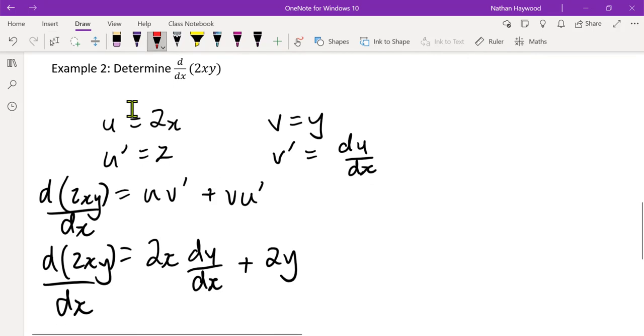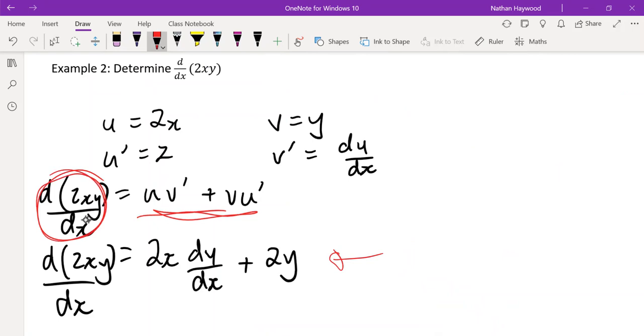Does that answer make sense to everyone? Because if it doesn't, speak up. It's going to get harder. So I used the product rule, and I wanted to find that differentiation. So it's that times that and that times that.